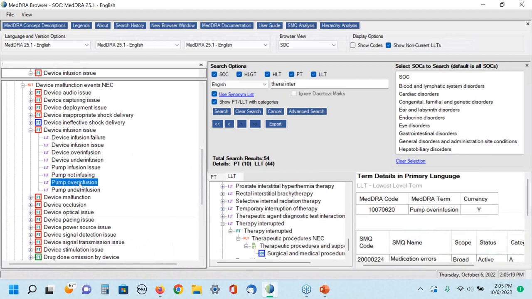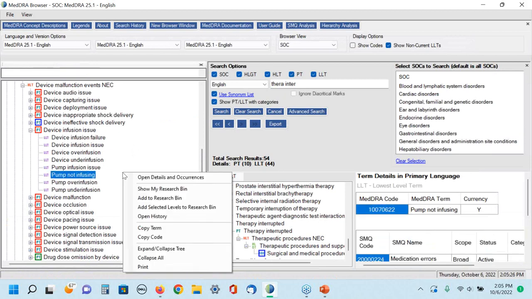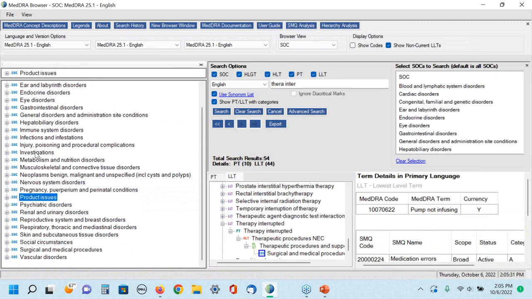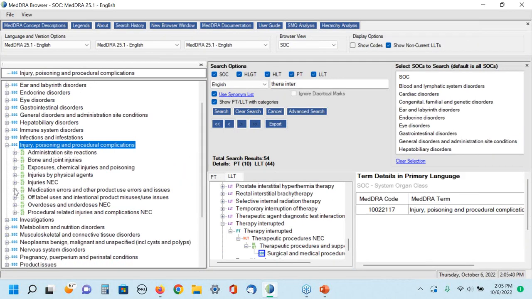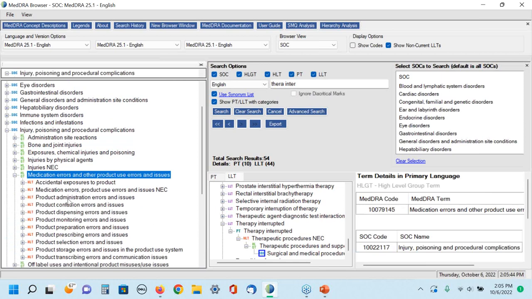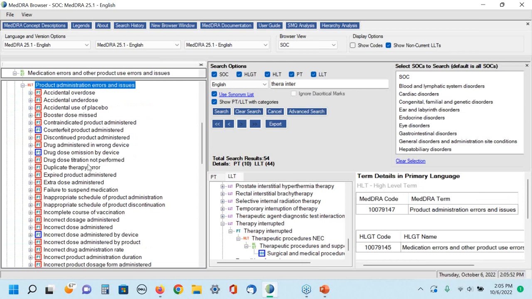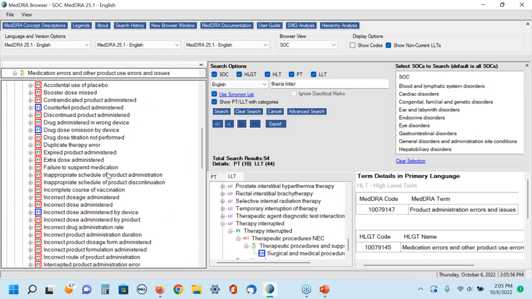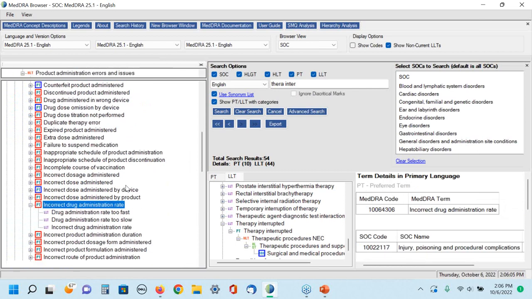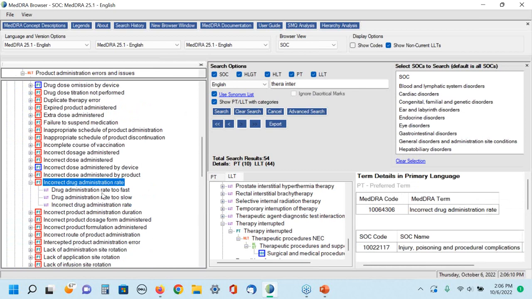Then the second aspect of it is you have an over infusion of some product, but can we be even more specific in terms of exactly what happened here? And I think we can, because what we're saying is that the rate of infusion was faster than it should have been. And so then the question becomes, can we find a second LLT? And when I look, I again end up in the HLGT for medication errors and product use issues. And this one, again, for me is a product administration error or issue. And I'll open that HLT. And when I do, I scroll down and eventually I will come to a PT called incorrect drug administration rate, this PT right here. And when I open it up, there is drug administration rate too fast. And I think that's the best description of what the pump did wrong. It administered it too fast.